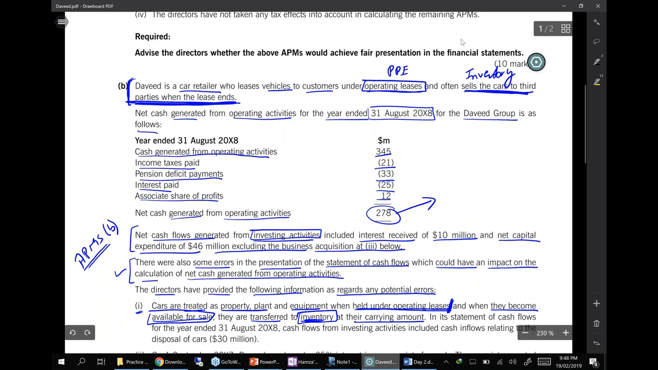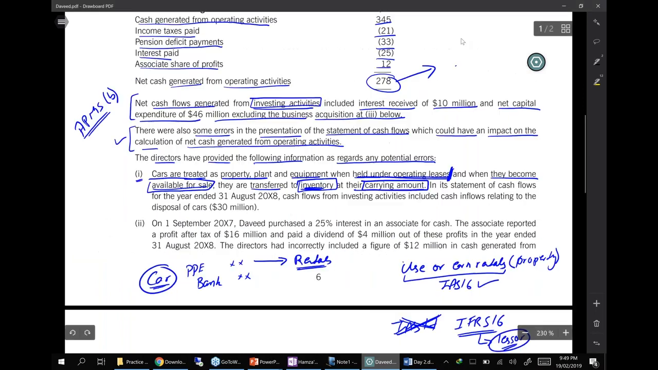Mohammad Saad is saying, doesn't the inventory get carried at lower of cost and NRV? Yes, Mohammad Saad, the inventory is carried at lower of cost and NRV. So the carrying amount of the asset is basically the cost in terms of the inventory. Because we haven't purchased those cars, the carrying amount of PPE would become the cost in IAS 2 inventory.